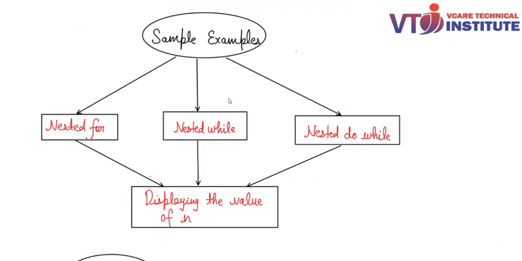Now let's move ahead to sample examples. So there is a nested for, nested while, and nested do while. So here in all three examples, I am going to display the value of n by using nested for, nested while and nested do while.